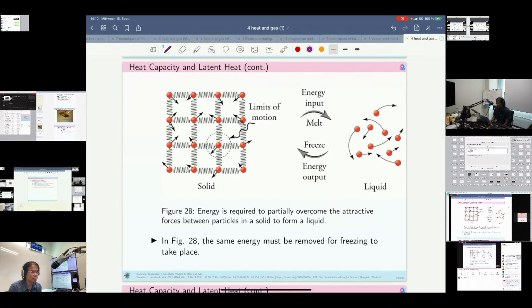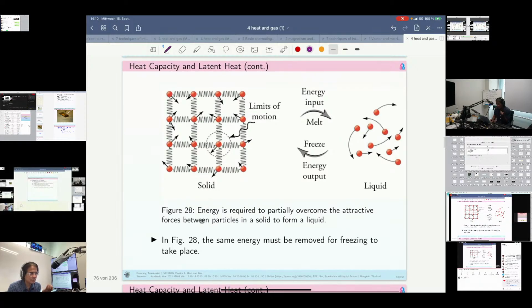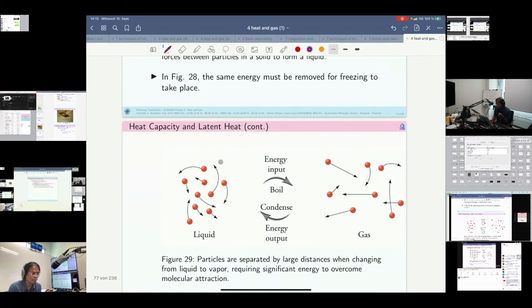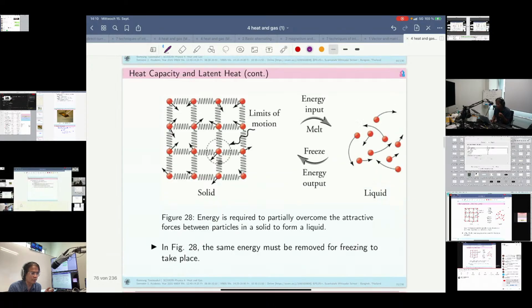If we put heat into the solid, we will get the liquid form, and it's called the melting process. If we cool down the liquid form, we would get the solid state, and it's called the freezing process. We take the energy out of the liquid. In figure 28, the same energy must be removed for freezing to take place.